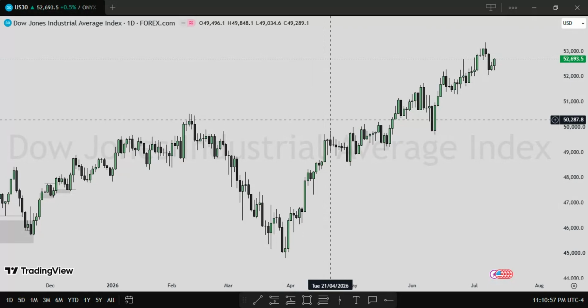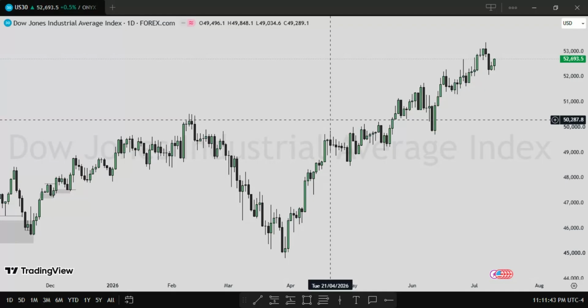Now, market structure is simply the way price moves over time. Every market moves in one of three directions: up, down, or sideways. So in this video, I'm going to mention just a few details about the sideways market, but our major focus is going to be on the upward movement and the downward movement. Let's start with the uptrend.